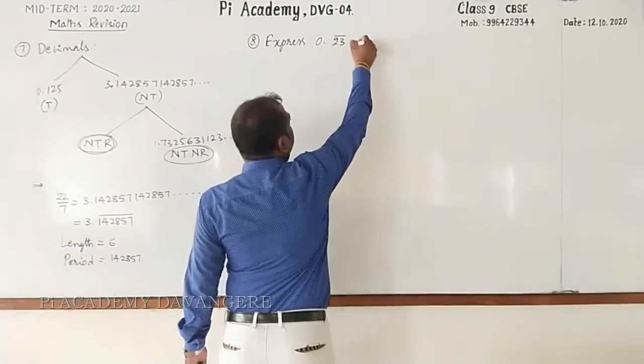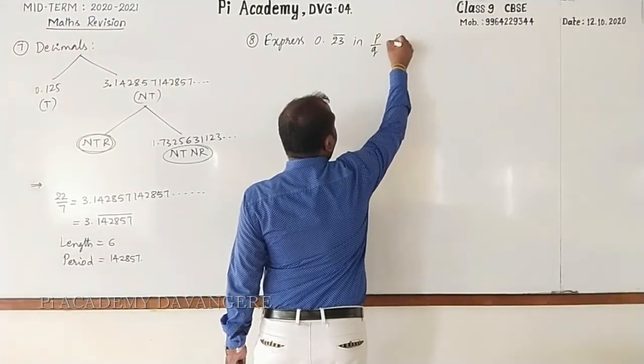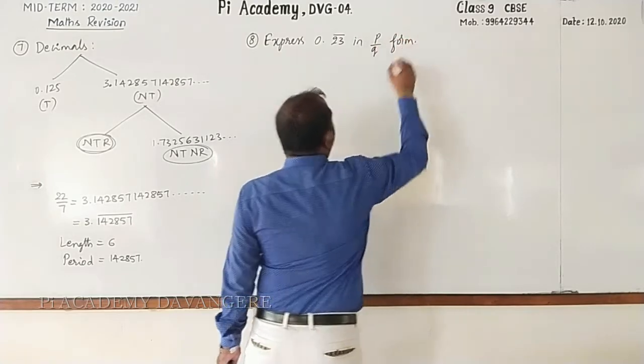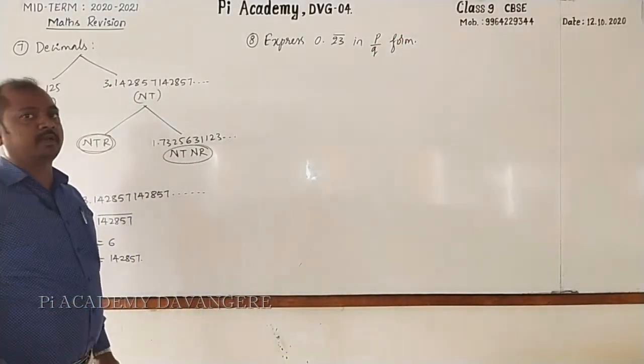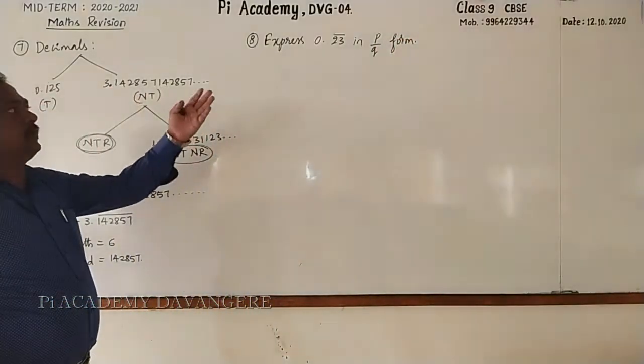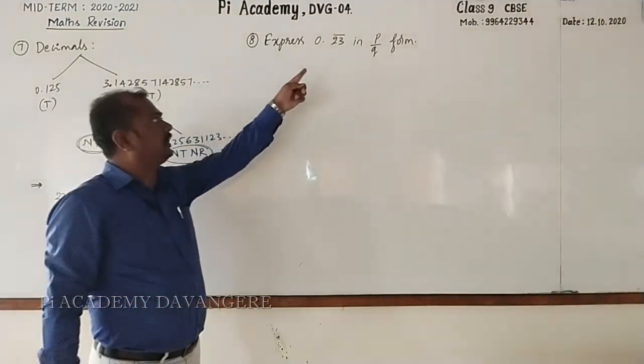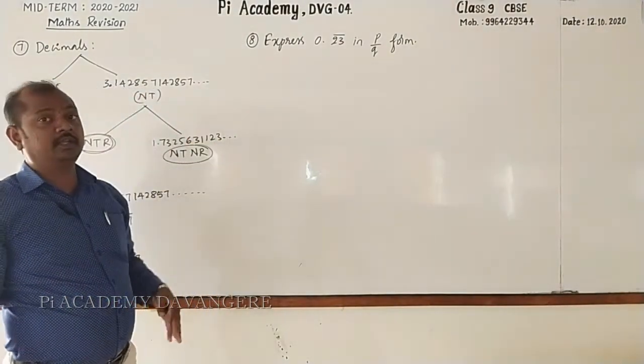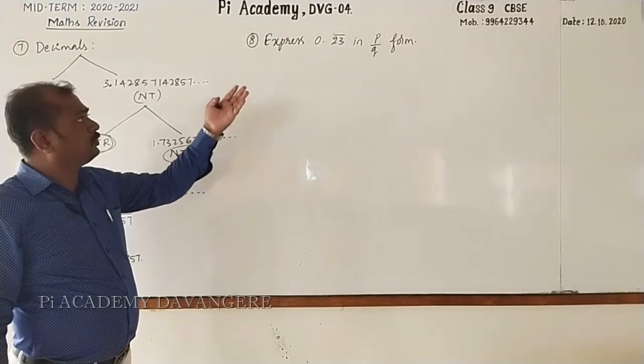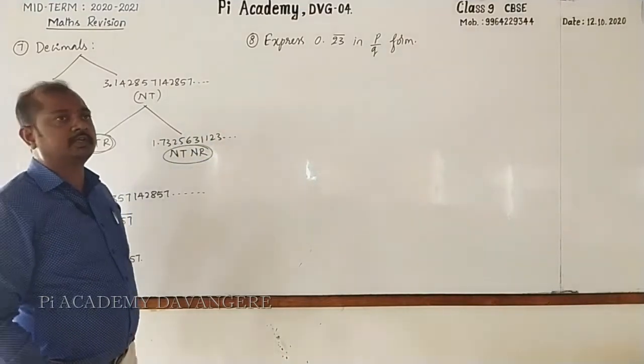Here, right, express 0.23 bar in P by Q form. Even it can be given for just 1 mark as well. In 1 mark, how do you write? It can be written as 23/99. But for 2 marks, you will have to follow certain steps.